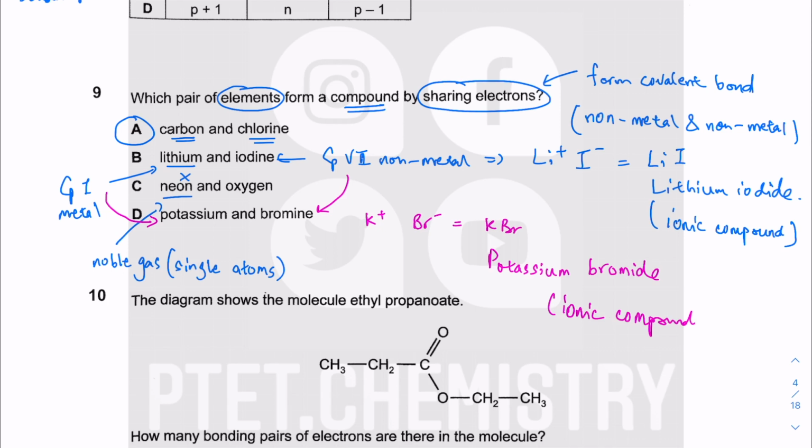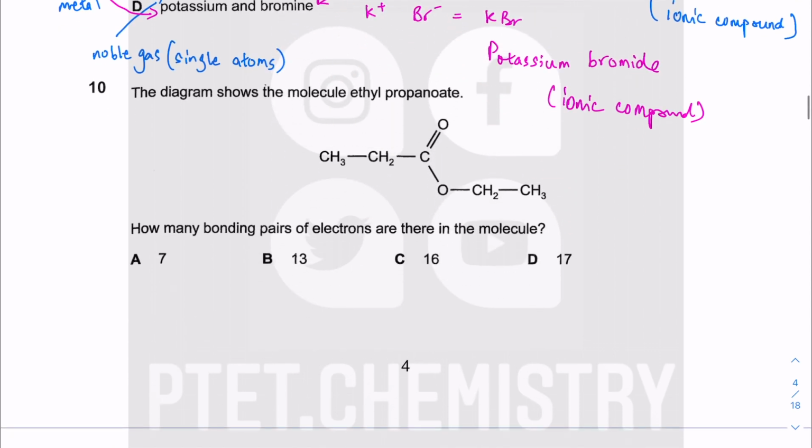Ionic compounds involve an ionic bond between the cations and anions that are formed as a result of the transfer of electrons, meaning something has lost and something has gained electrons. So for question 10, we have this molecule, ethyl propanoate. You will learn more about it in organic chemistry towards the end of your O-level in year 11.